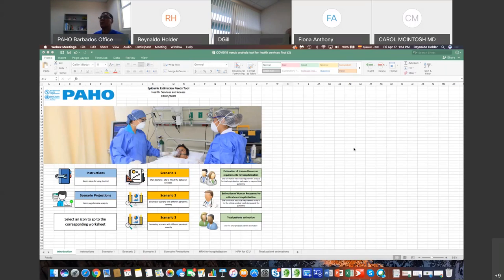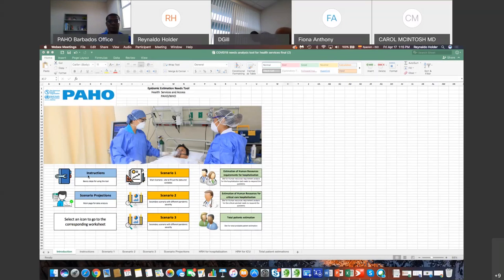The tool is built on a simple Excel worksheet. As you can see below, it has 7 sections. The first section is on the screen. It's the introduction. Each one of these icons is active, and will take you to the other worksheets. The first icon is the instructions that explain how the tool works. And then there are other sections to look at: the 3 different scenarios on which we have based the calculations, 3 sheets to actually work scenarios with by inputting the data from your specific countries or regions or hospitals.